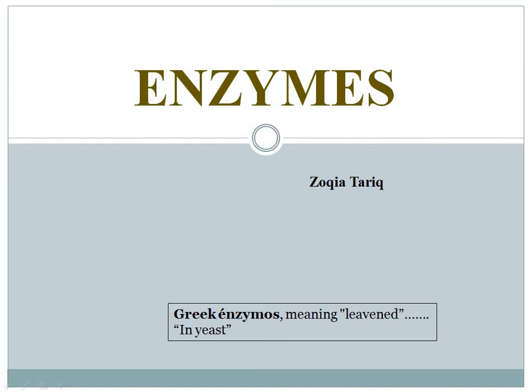The word enzyme is derived from the Greek word enzymes. Enzymes mean leavened or ingest. Leavening basically means the rising of bread, which is caused by yeast.